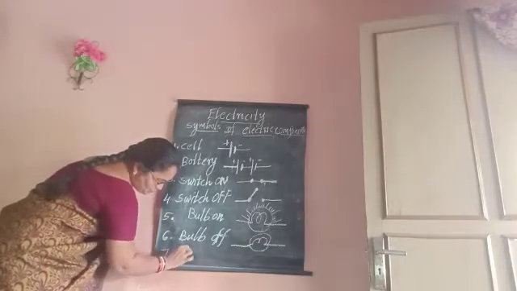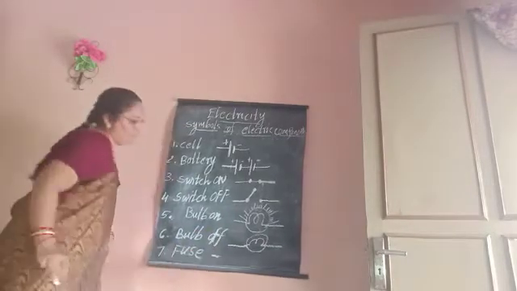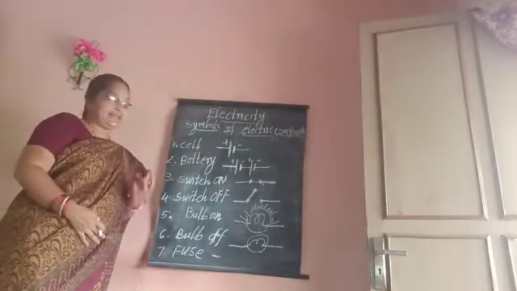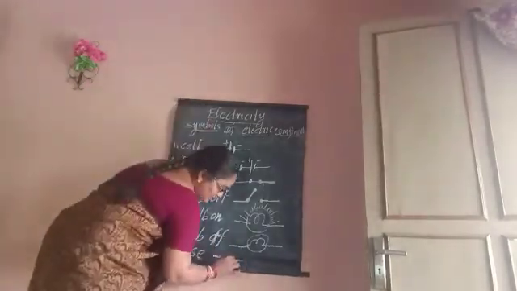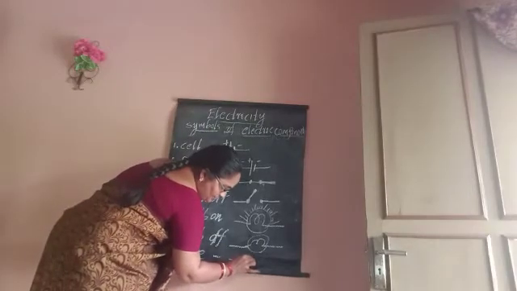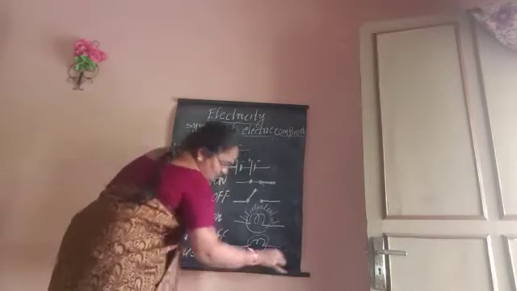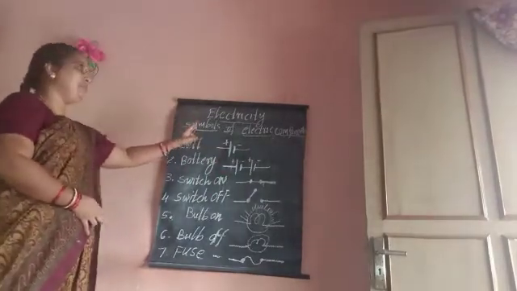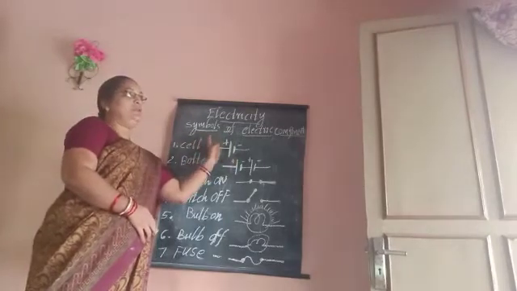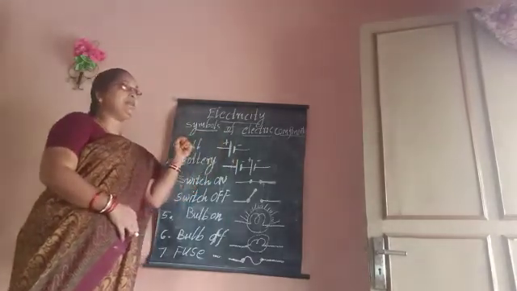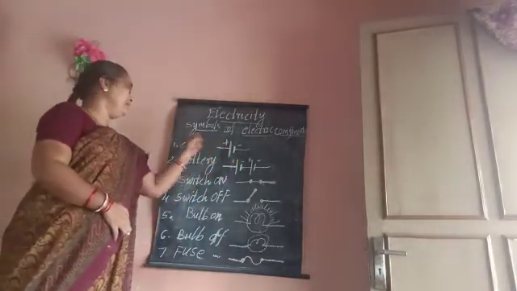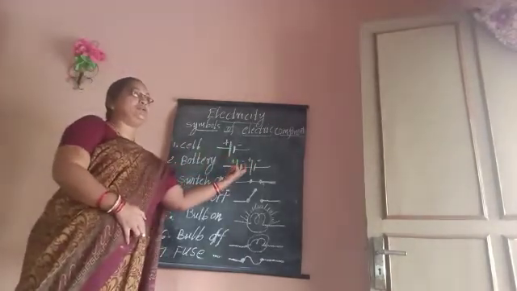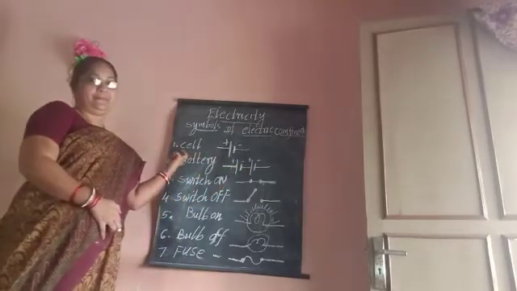Next, fuse. Fuse is a safety device used in electric circuits. The symbol of fuse is like this. The symbol of cell has a long line and a short line. The long line indicates the positive terminal and the short line indicates the negative terminal. Battery: two or more cells join together to form the battery.